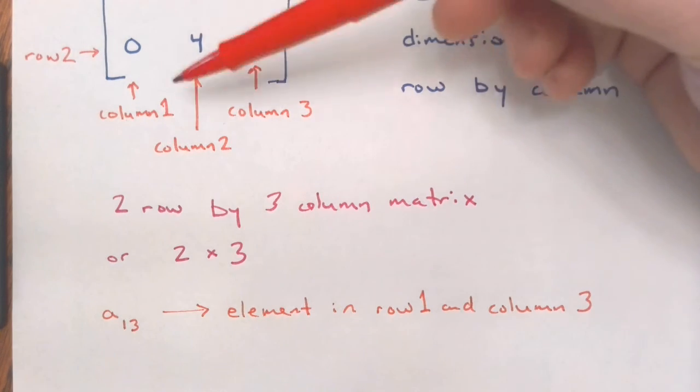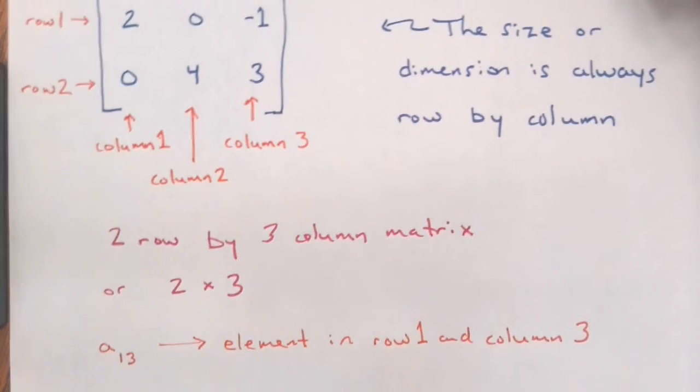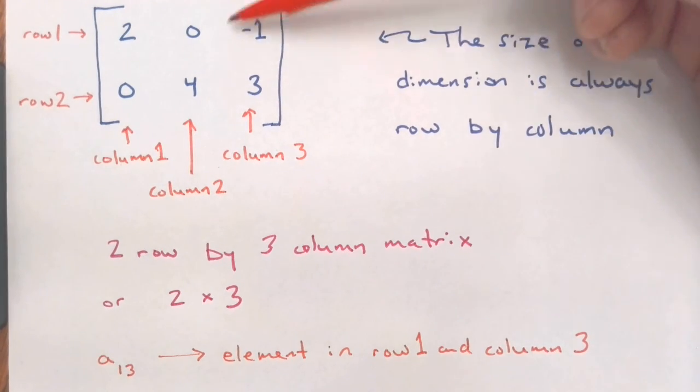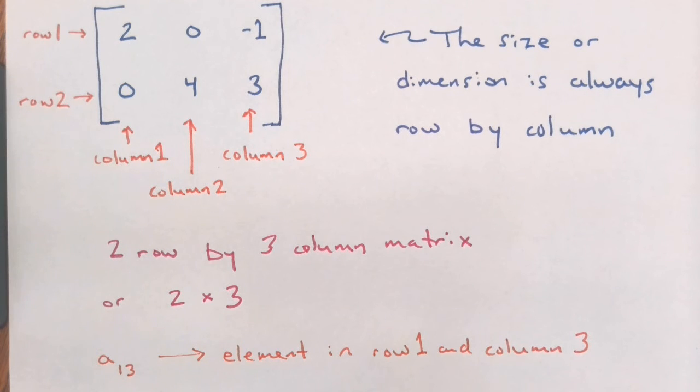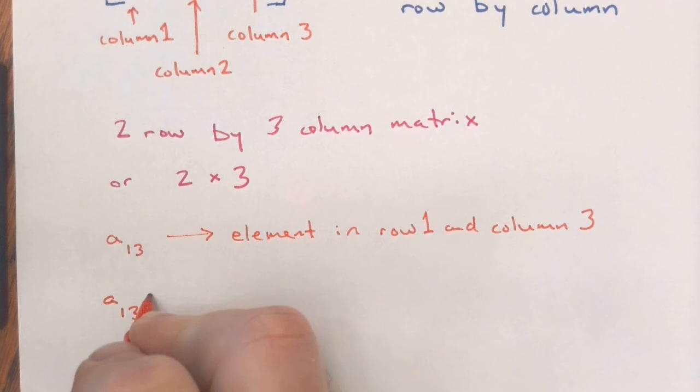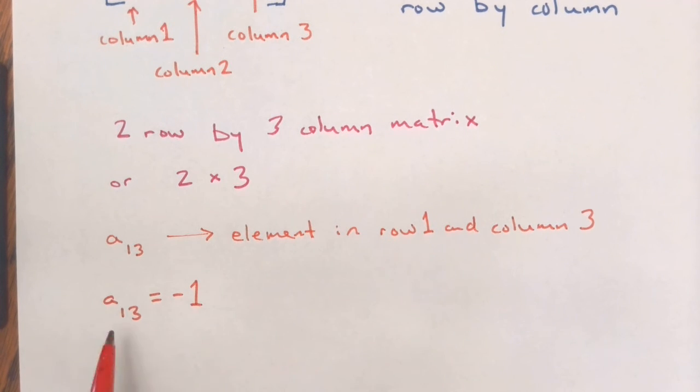So in our matrix here, if we take a look at row number 1 and column number 3, the number that is in that position is a -1. So you could say a sub 1, 3 is equal to a -1, or in other words, the element in row 1, column 3, that is a -1.